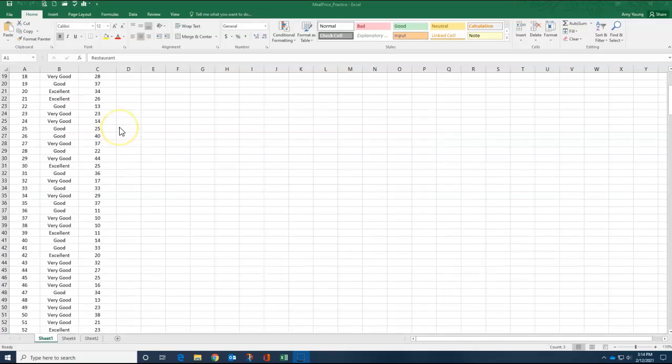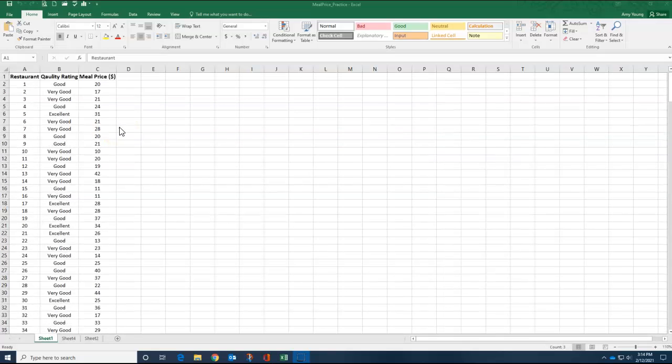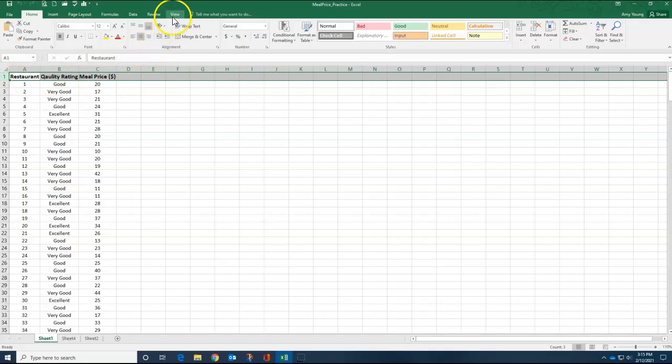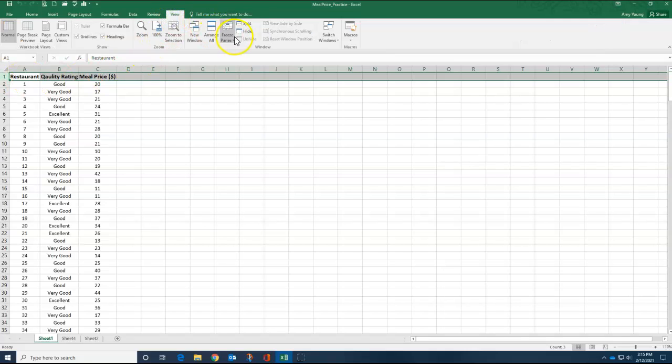If we scroll through this, you'll notice they have a lot of restaurants in this, over 200, so that can get a little cumbersome when we're looking at this. And notice as I scroll, that header, restaurant, quality rating and meal prices, just disappears. So one thing we can do when we're working with a whole lot of data and we want to be able to keep this top row that tells me what everything is, I can actually click on that row and I can go over to View.